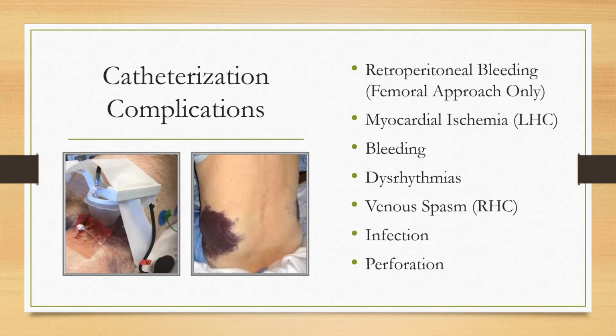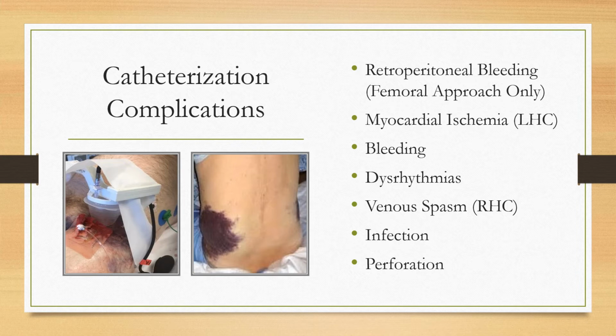Okay, so catheterization complications. Remember, to access the left side of the heart, you can use the femoral artery or the radial artery to get a catheter up to the aorta, and then finally into the left side of the heart. Okay. So, what are some complications? We've spoken about these. So, retroperitoneal bleeding would occur only if the femoral artery was used.